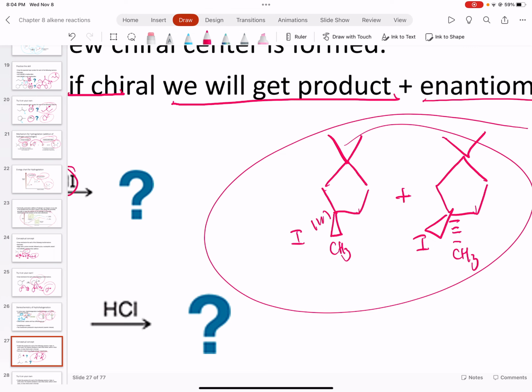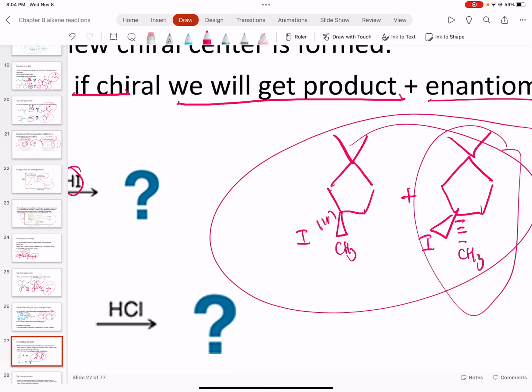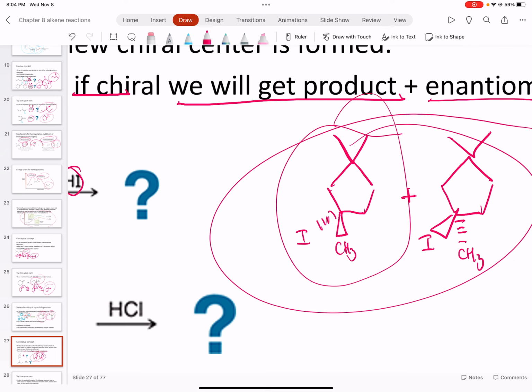So on a test, technically, they could give you this answer and say this plus enantiomer. So then you know that one will be the right answer. But you could also get this one, which says plus enantiomer.